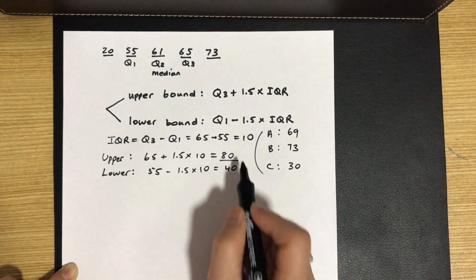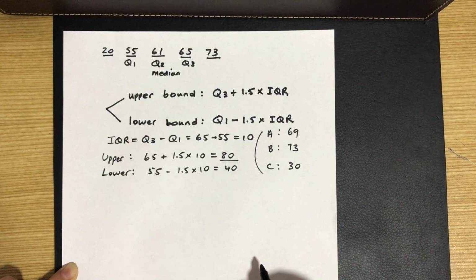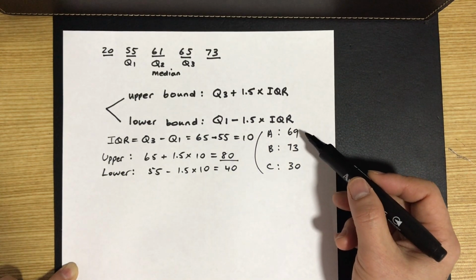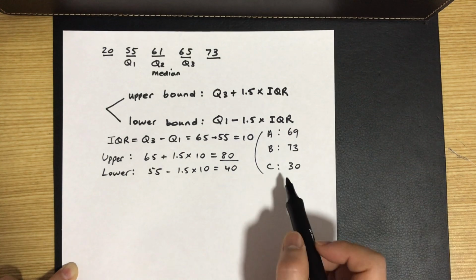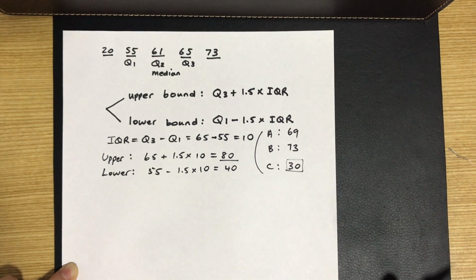With the 3 scores that student A, B, C had, it was a 69, 73, and 30. I don't think anyone is getting 80 or higher. So we don't have an outlier for the upper bound, but we have this 30, which is below 40, that counted as a lower bound outlier. Only student C's mark is the outlier.